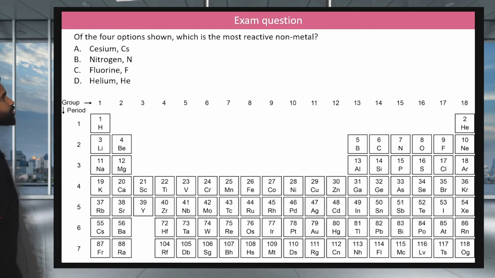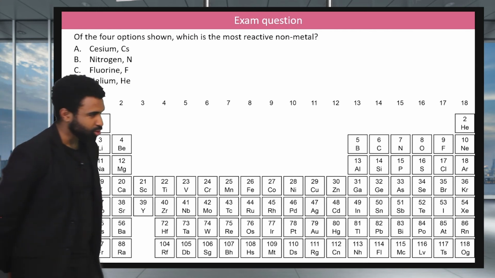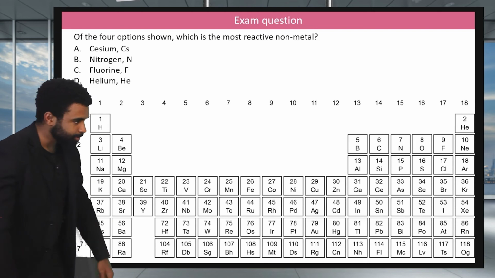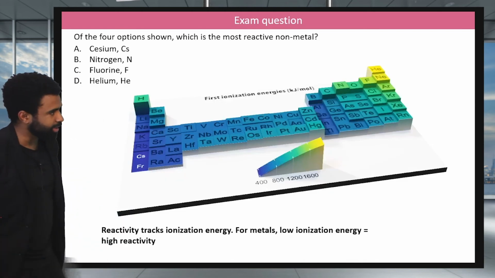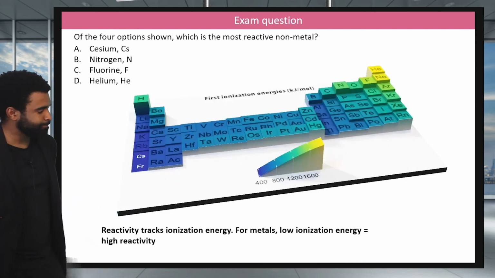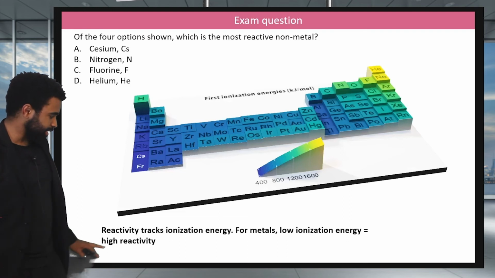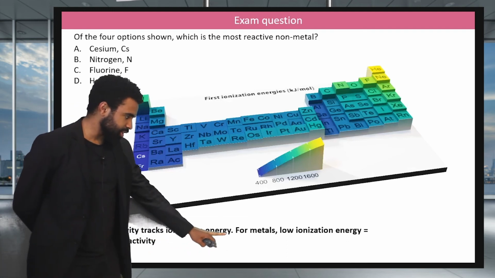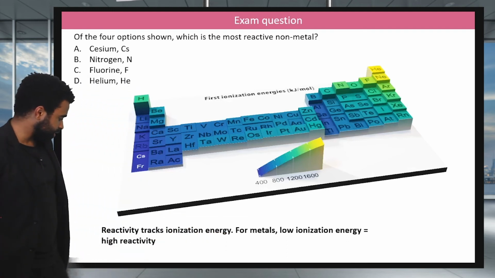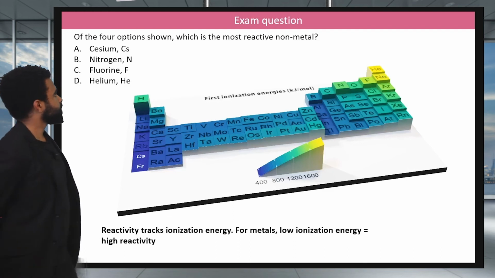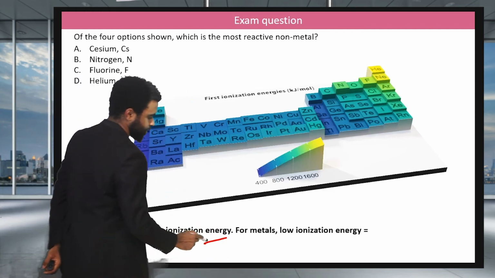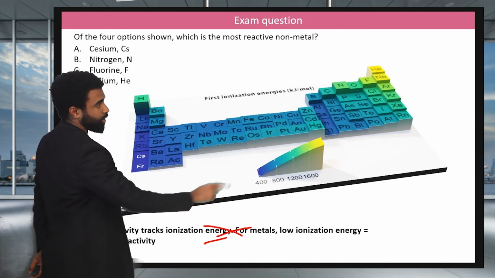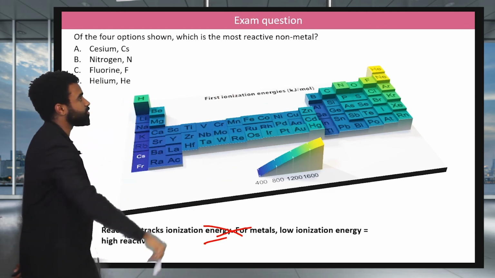Let's do the last one. Of the 4 options shown, which is the most reactive non-metal? Pause the video, think about it. When you're sure of your answer, then you can unpause. Here's a clue. Again, our picture of the first IEs. And we say here that reactivity tracks ionization energy. For metals, low ionization energy equals high reactivity. That's not relevant to this question, so I shouldn't have put it there. Okay, so we care about those guys on that side, the non-metals.